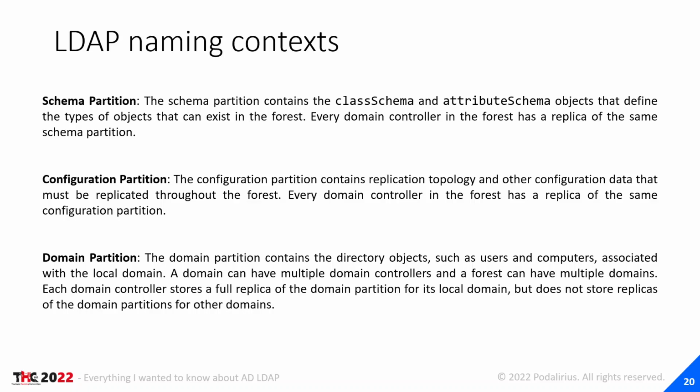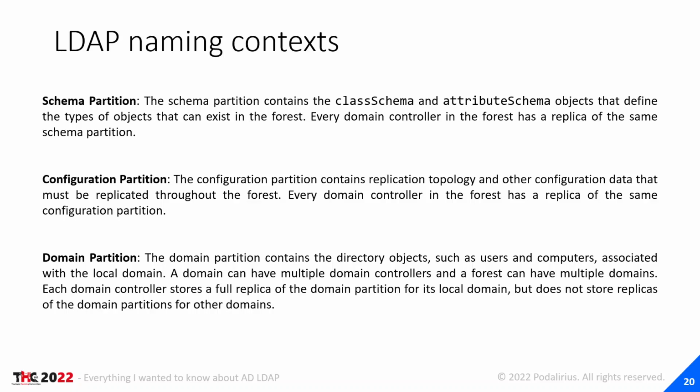There are two very interesting partitions. The configuration partition, which holds lots of information about the domain and the forest, and it will be replicated in every domain controller. And the domain partition, which holds the Active Directory objects, such as users, computers, every object that we saw beforehand.